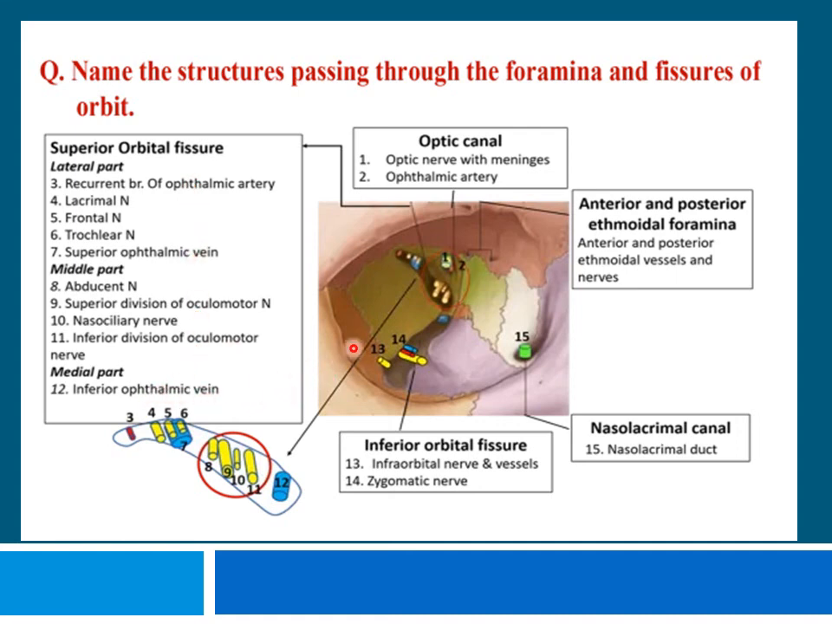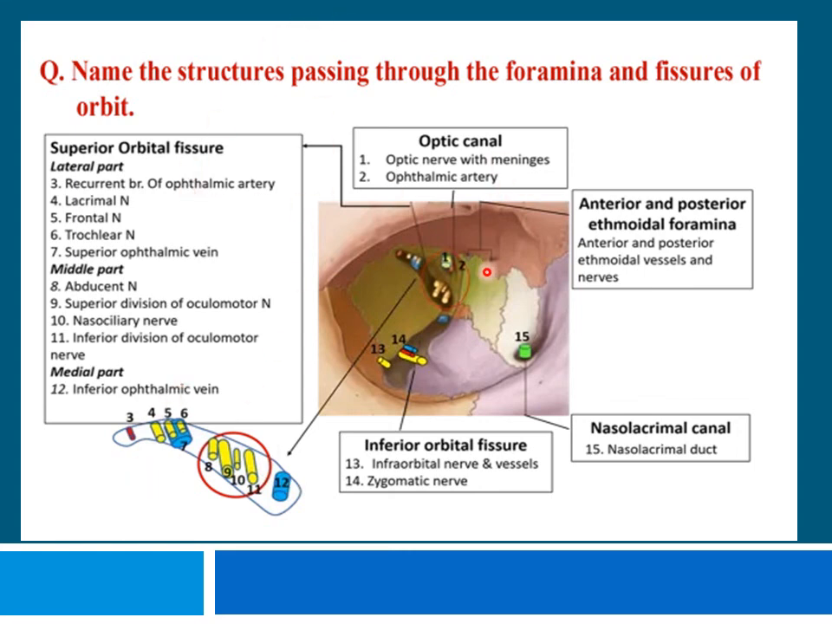The medial part of the superior orbital fissure transmits the inferior ophthalmic vein. So we can see here the 3, 4, 5, 6. The recurrent branch of the ophthalmic artery, the lacrimal nerve, frontal nerve, trochlear nerve, and the superior ophthalmic vein pass through the lateral part of the superior orbital fissure. In the middle part, we have the abducent nerve, the superior division of the oculomotor nerve, the nasociliary nerve, and the inferior division of the oculomotor nerve. The medial part gives passage to the inferior ophthalmic vein. So this is the superior orbital fissure, which comes as a short note in the exam.